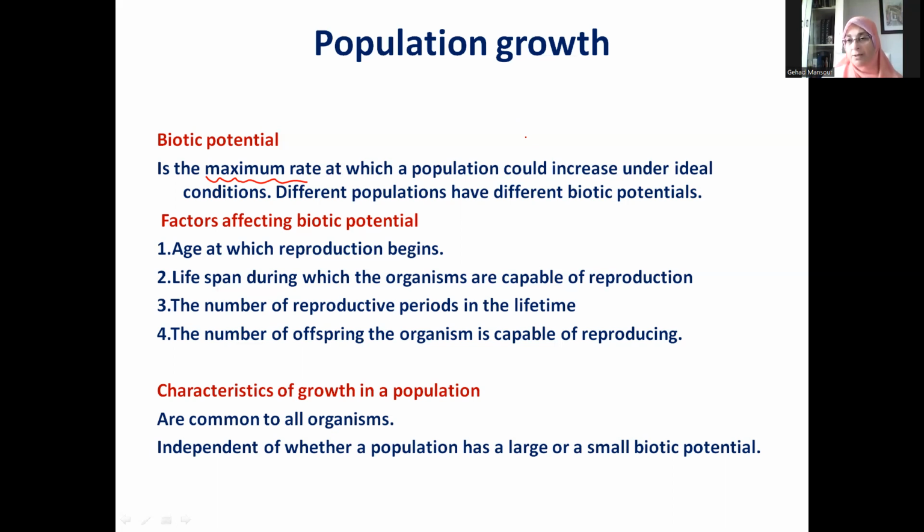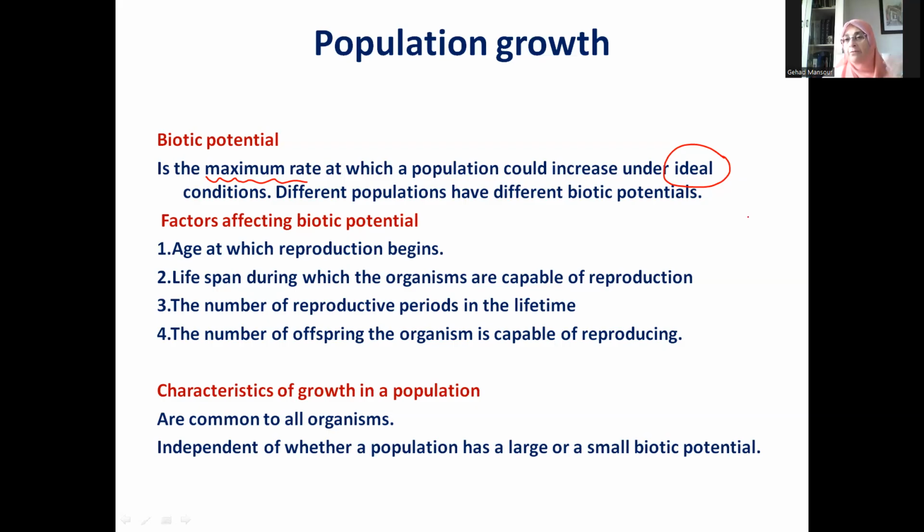When the conditions are ideal and when the individuals are most fit to the environment, this, of course, would result in a higher rate of reproduction. So the maximum rate at which a population could increase, and this, of course, would occur under ideal conditions, is called the biotic potential of the population. And as I said, the different populations will have different biotic potentials by nature, and they will have different biotic potentials according to the environment they are living in.